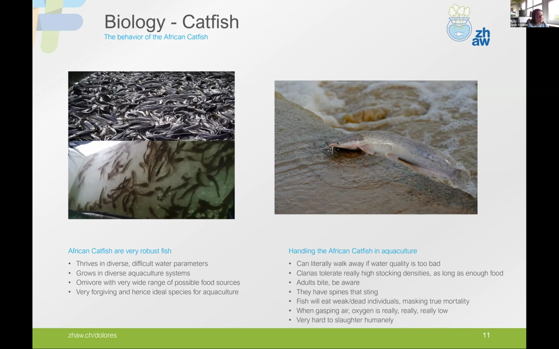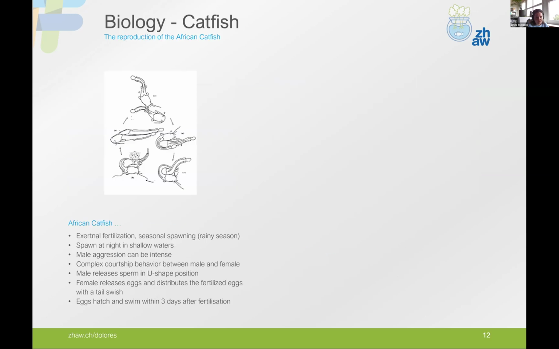Reproducing catfish is a bit different. They're not mouth brooding, they're external fertilization, and they have a seasonal spawning. It's usually the beginning of the rainy season. In nature, they would spawn during the night in very shallow waters, and they do not do any parental care. So the eggs get fertilized outside, and then the female will distribute them, and off they go, the little eggs. And they will hatch within a very short time of about 3 days, and then they are ready to eat and swim on their own.